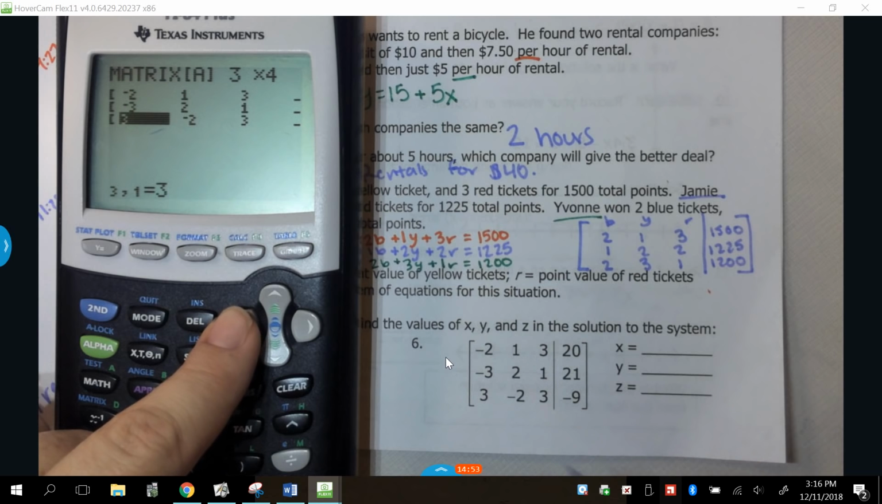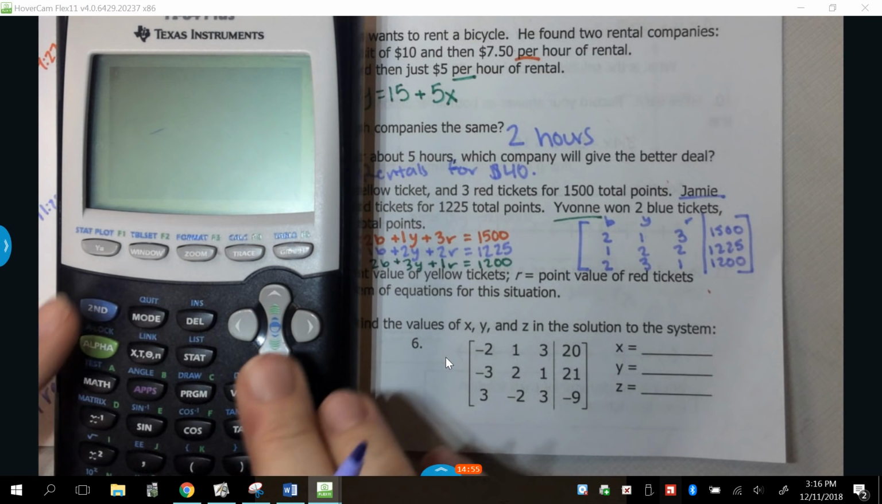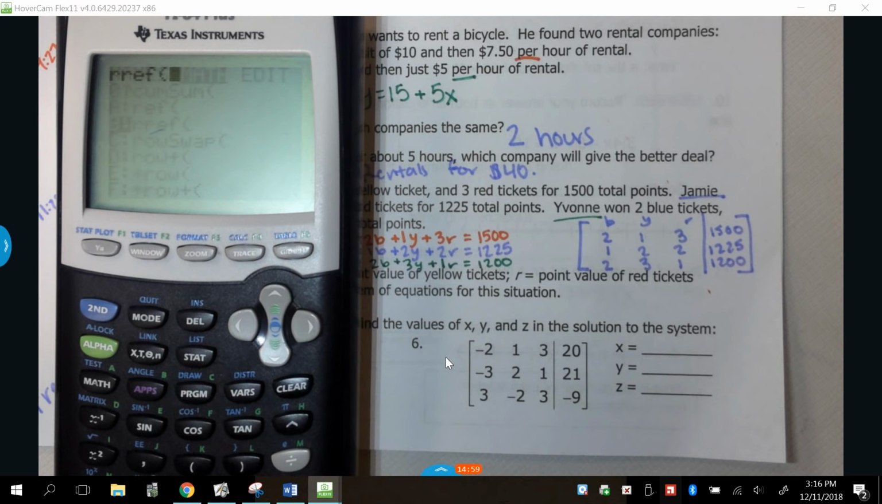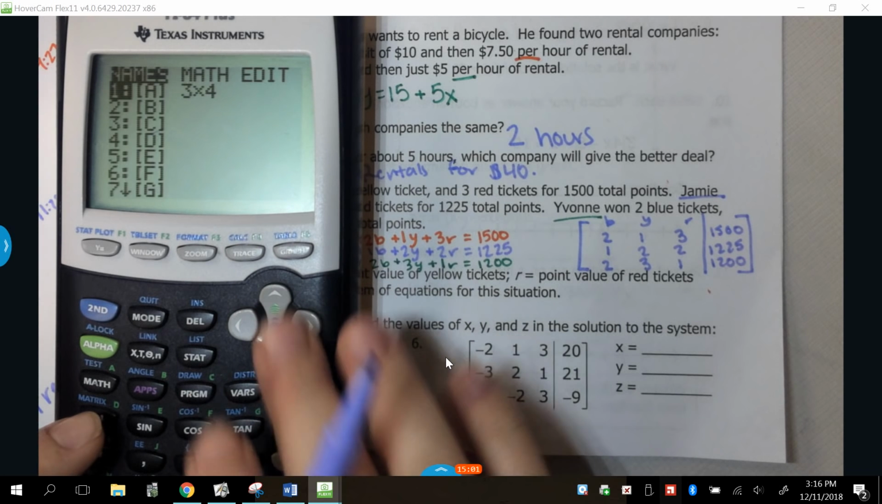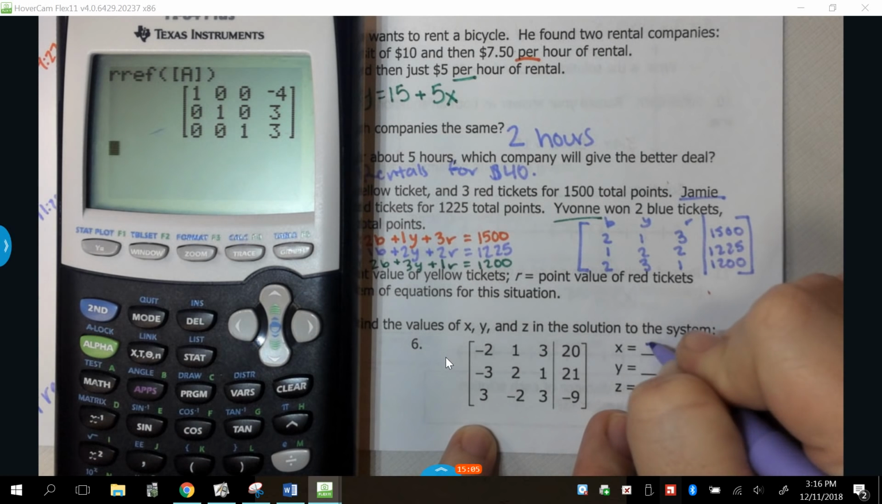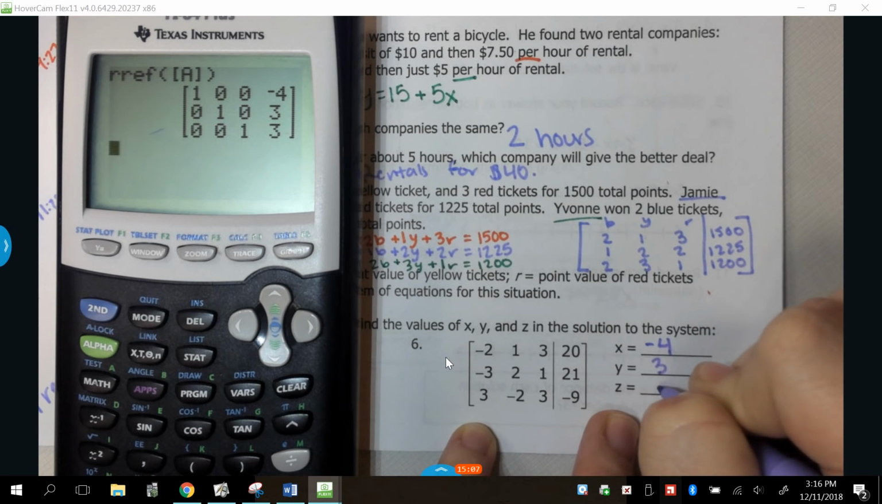Okay, so I put it in right. Go back to my home screen. Second matrix, math, RREF, second matrix, plug it in. There's my answers. So -4, 3, 3.